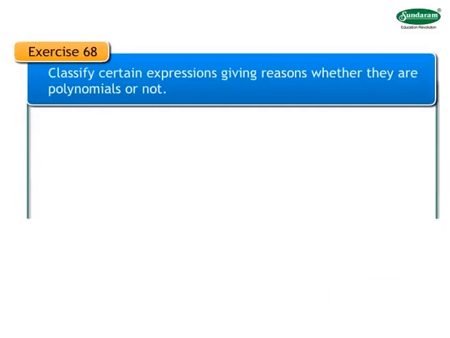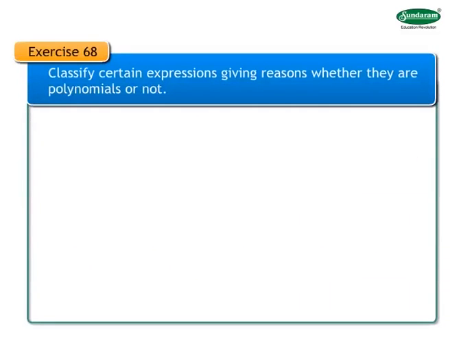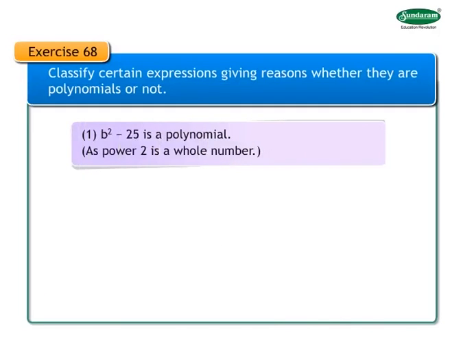Exercise 68. In this exercise, we shall classify certain expressions, giving reasons, whether they are polynomials or not. 1. b squared minus 25. Yes, b squared minus 25 is a polynomial, as the power 2 of the variable b is a whole number.